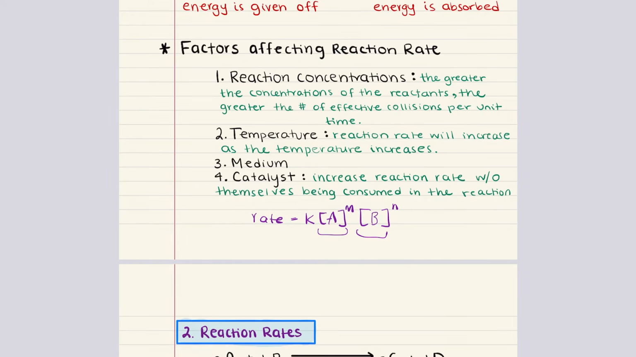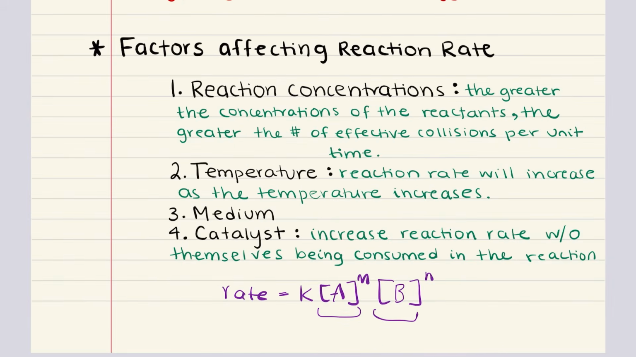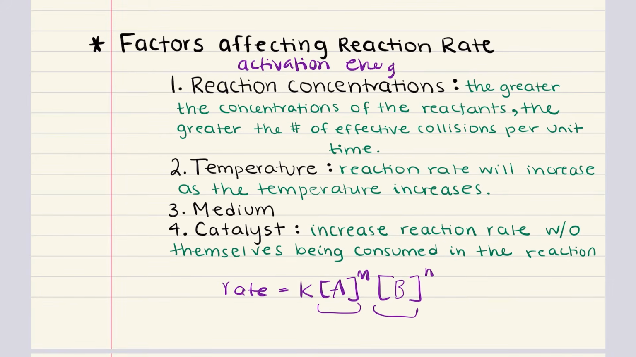Let's start with activation energy. So let's write this down, activation energy. The activation energy is the minimum amount of energy required for a chemical reaction to occur. Reactant molecules must collide with sufficient energy to overcome this barrier. The higher the activation energy, the slower the reaction rate, because fewer molecules are going to have enough energy to react. On the other hand, a lower activation energy results in a faster reaction rate because more molecules can surpass the energy barrier.